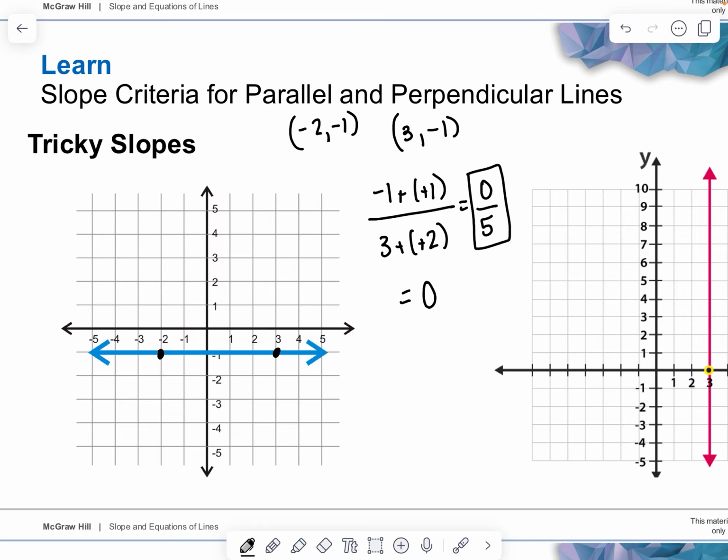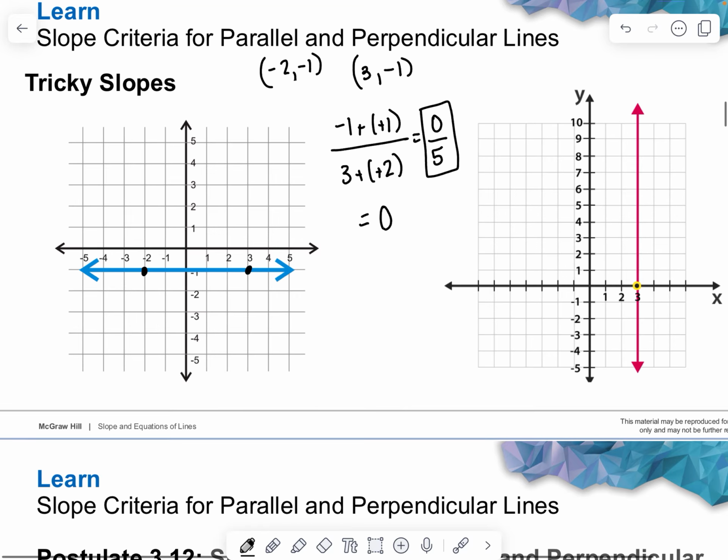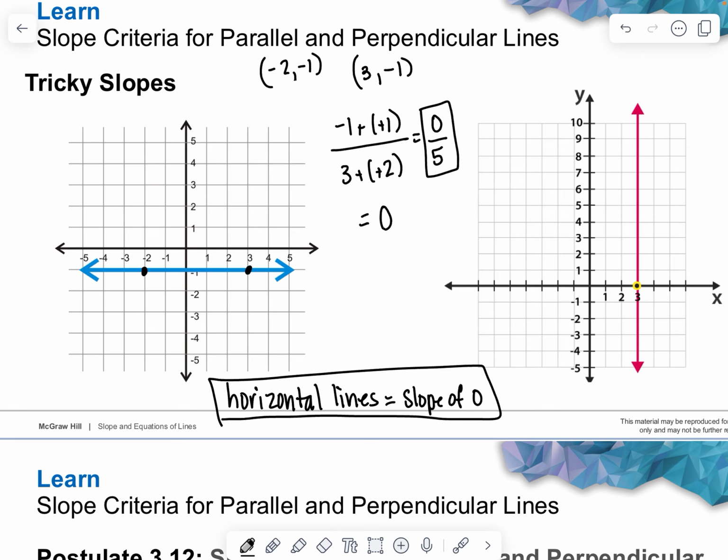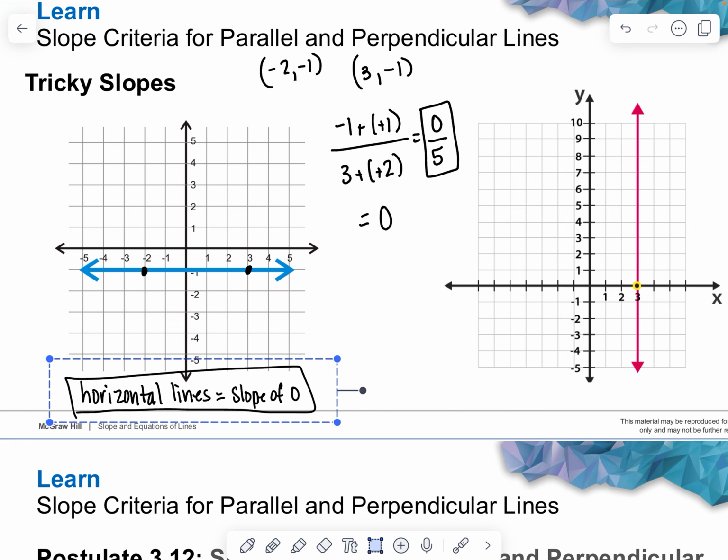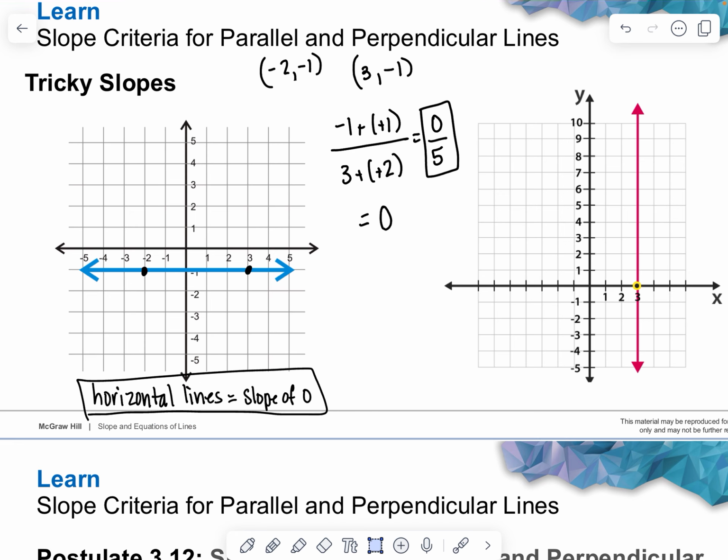Okay? So what you need to know is that horizontal lines equal a slope of 0. That's what you need to know there. Horizontal lines have a slope of 0. So keep track of that. Horizontal lines have a slope of 0.